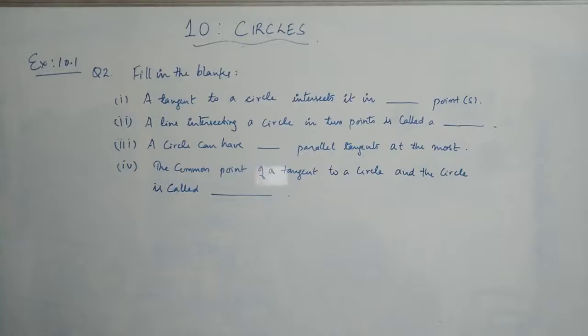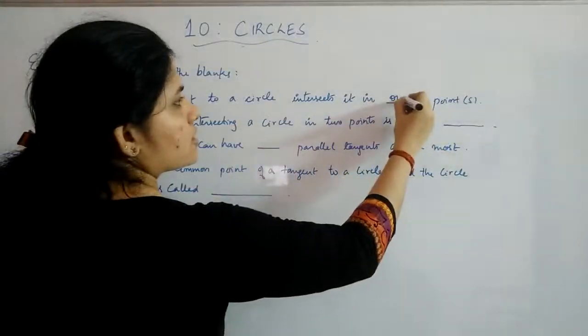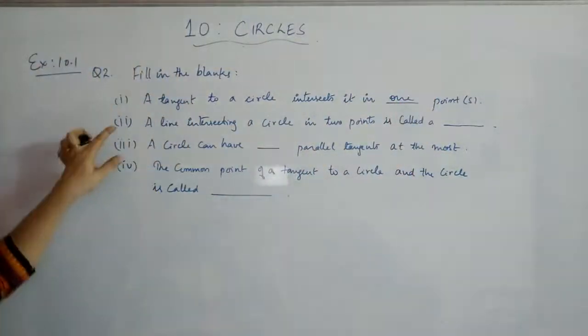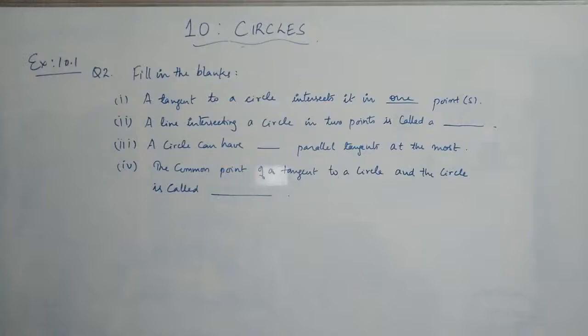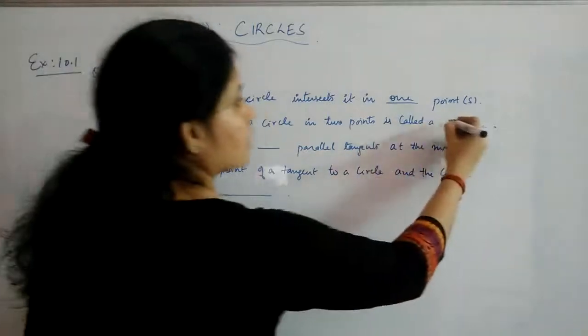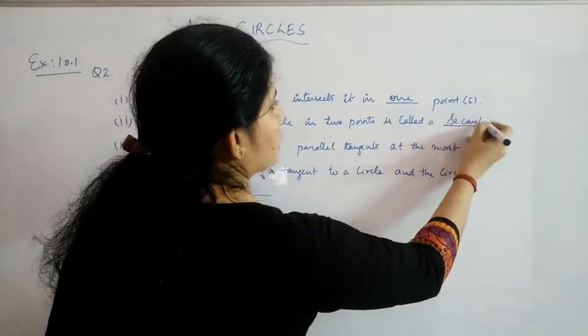First one is, a tangent to a circle intersects it in dash. How many points does a tangent intersect? 1. So it intersects in 1 point. Then the second one is, a line intersecting a circle in 2 points is called dash. When it intersects at 2 points, you will say that it is a secant.